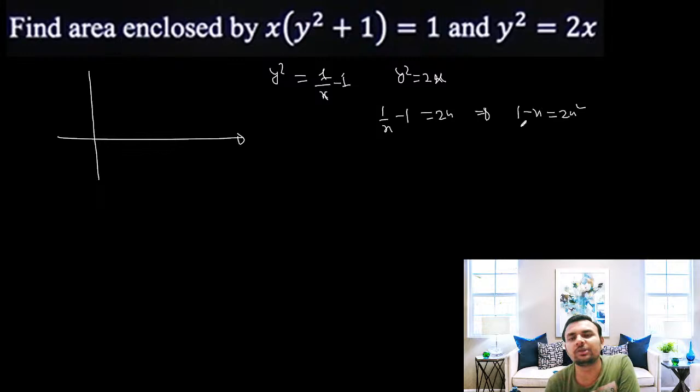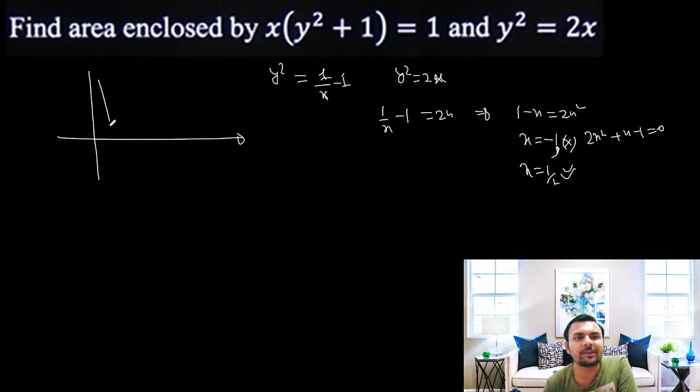If we put x equal to minus 1, we are getting the solution. So we have 2x square plus x minus 1, and since x equal to minus 1 is a solution, we can say that x equal to 1 by 2 is the other solution. For x equal to minus 1 we are getting y square equal to minus 2, but this is not valid. So x equal to 1 by 2 is the solution.